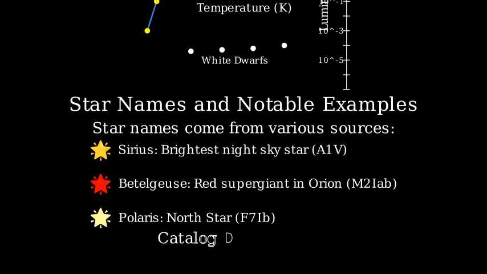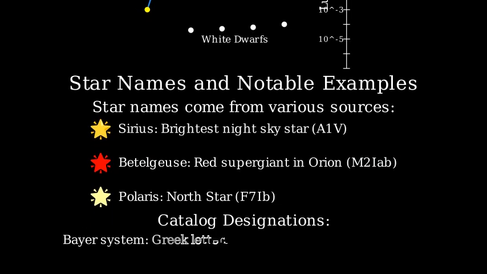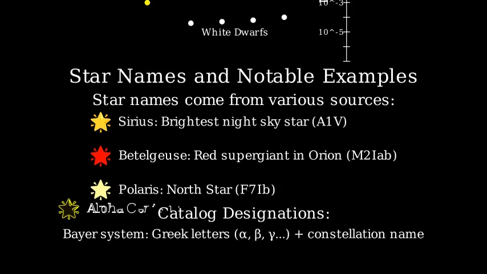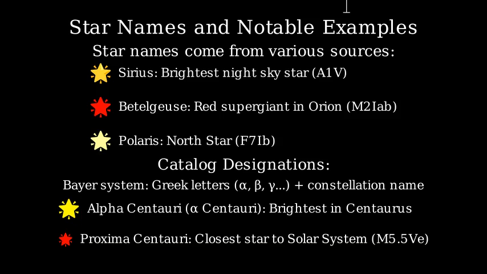Stars are also cataloged using systematic designations like the Bayer system, which assigns Greek letters to stars in a constellation in order of brightness. For instance, Alpha Centauri is the brightest star in the constellation Centaurus, and its companion star Proxima Centauri is the closest star to our solar system.